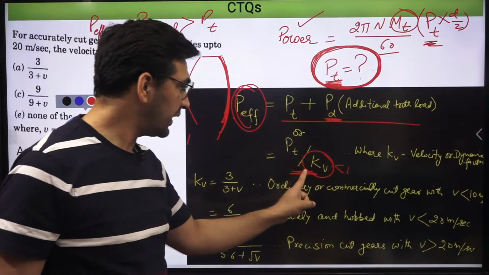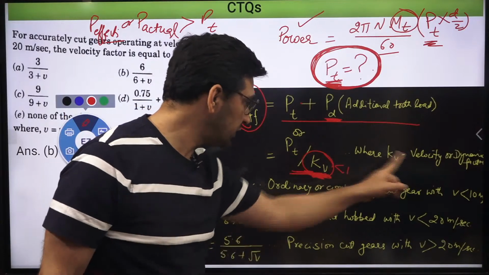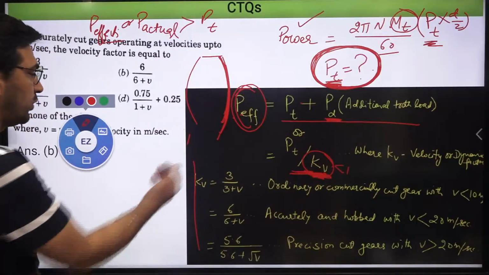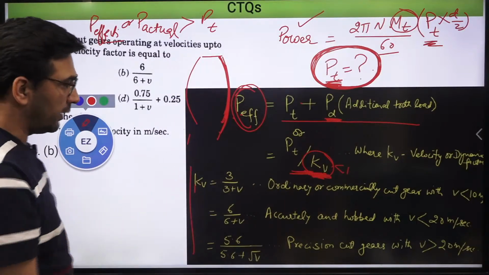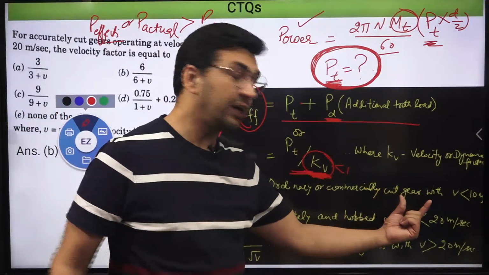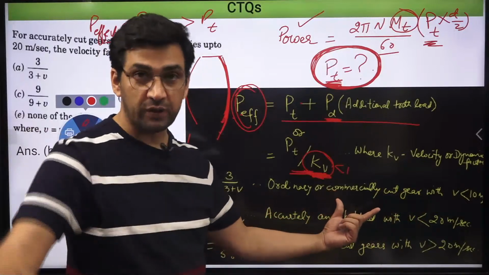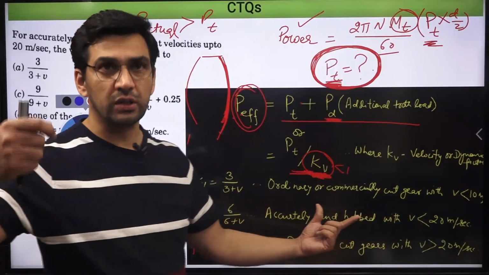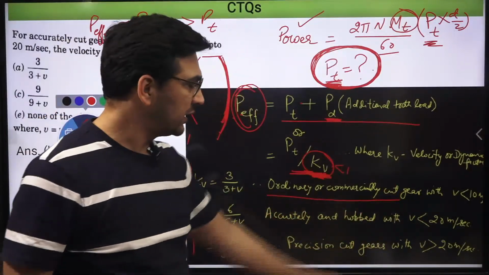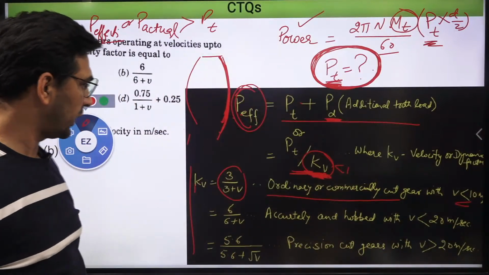If this is the way, then I should know how to find the value of this velocity factor. We call it the velocity factor or dynamic factor. So these are some of the values that you need to remember for different conditions. This value depends not only on the velocity, but also on the type of manufacturing process, the way it has been manufactured. For example, for normal commercial cut gears with velocity less than 10 meters per second, you calculate this value this way.